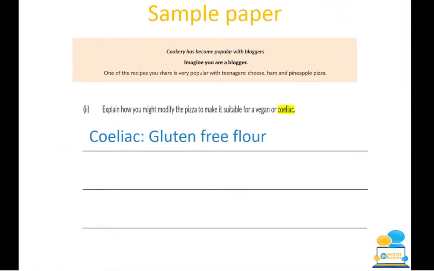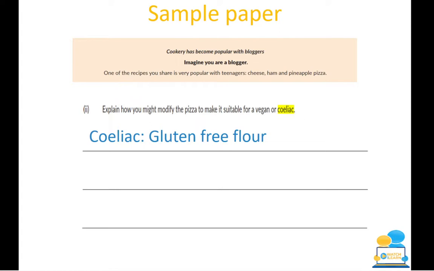So here is from the NCCA sample paper that came out 2 years ago, and this is a question here. Cookery has become popular with bloggers. Imagine you were a blogger. One of the recipes you share is very popular with teenagers: cheese, ham, and pineapple pizza. Part 2, explain how you might modify the pizza to make it suitable for a vegan or a celiac.